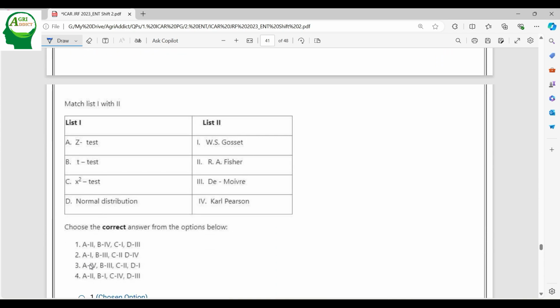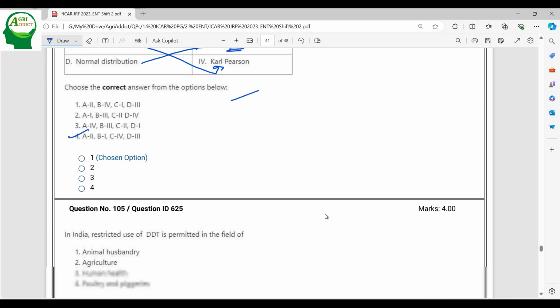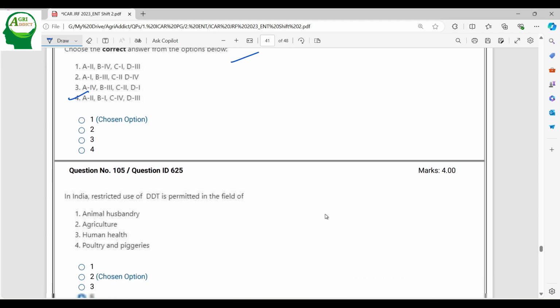So a question from stat. So first it is Z test. So it is by R.A. Fisher. Then t-test by Gosset, very important, Gosset ends with T. I just remember like this. Then chi-square test. So it is by Karl Pearson, very important. Then normal distribution by De Moivre. Very easy question from statistics. Just direct, the names are from the Nimdat Sunda book. Just read once, it will be remembered easily.